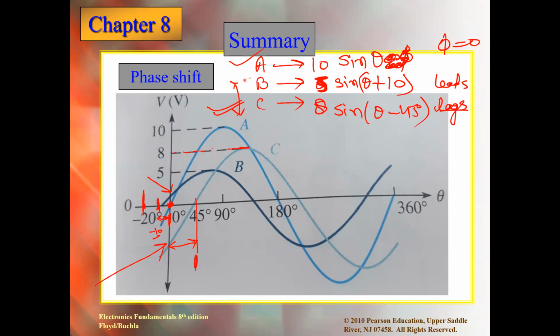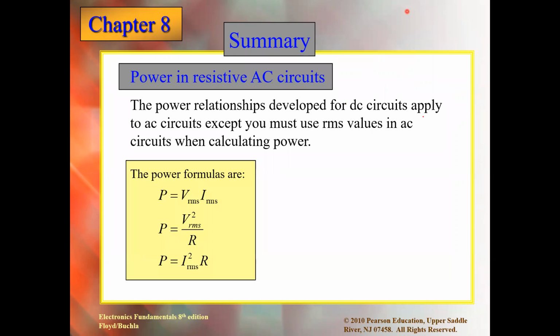So these are the A, B, C waveforms and their equations and their phase relations. This is the reference which is in phase. B leads, that's why the sign is plus here. How much leads? 10. And this one lags. How much lag? 45. So this way you can identify the waveform equations. Okay, guys, clear up to here?